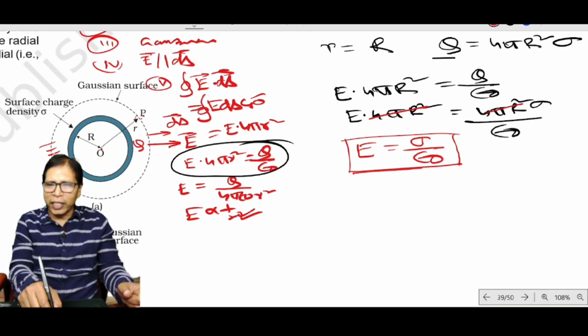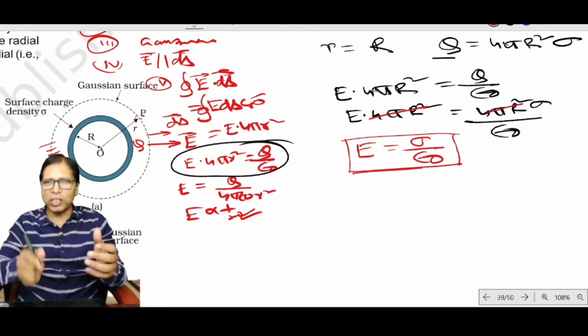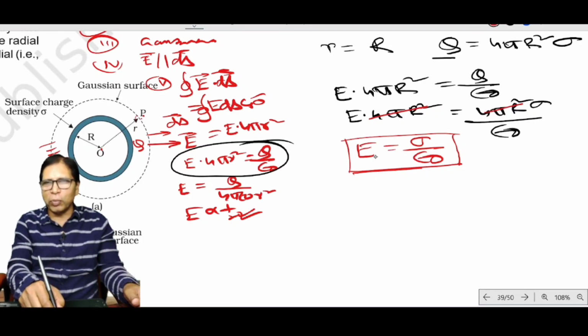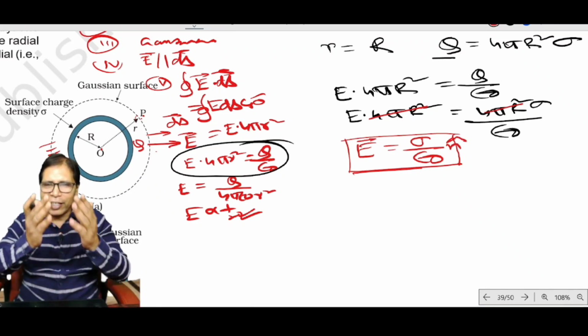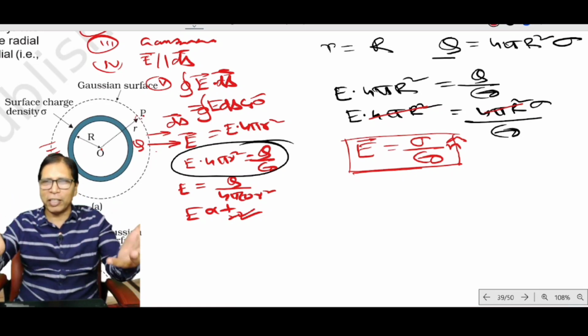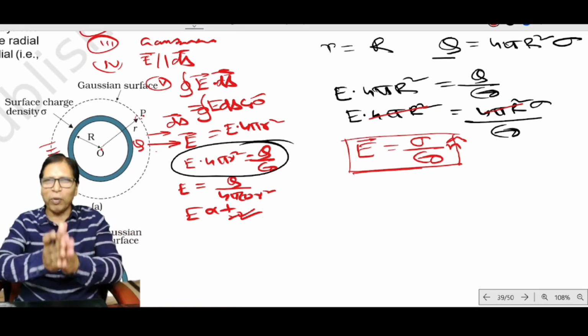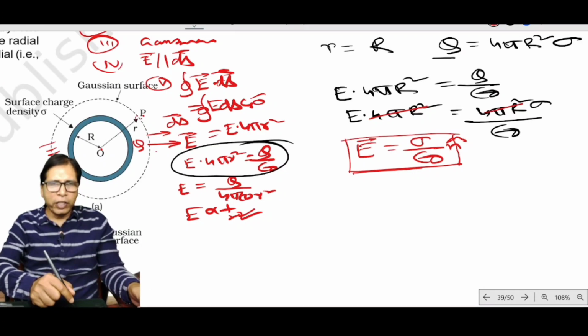This statement is known as Coulomb's theorem. So Coulomb's theorem: E equals sigma by epsilon naught. As the field is radially outward, the E vector becomes sigma by epsilon naught n cap, where n cap is the radially outward unit vector.